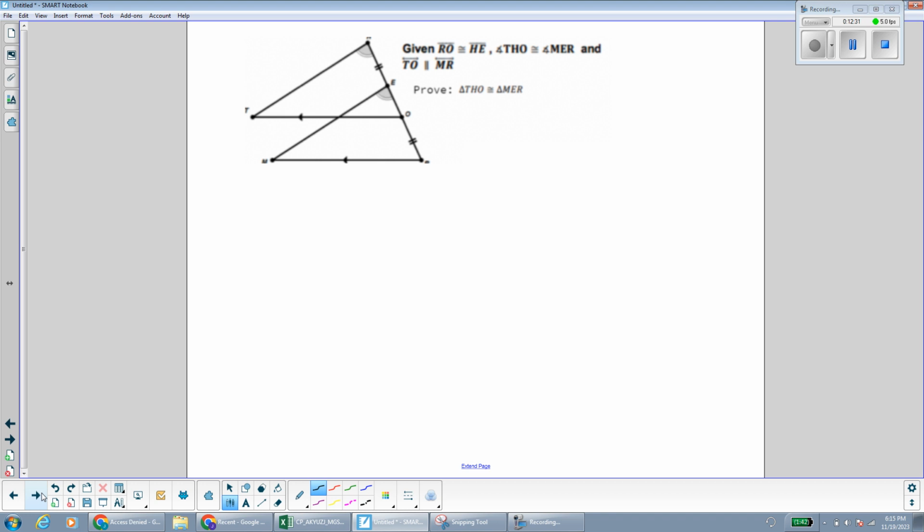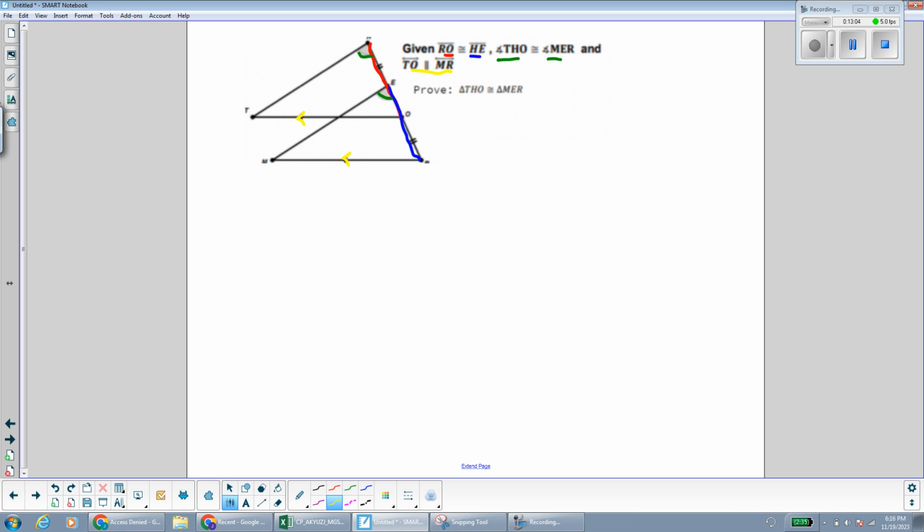Okay, so here we have RO congruent to HE. So here's RO in red, and here's HE in blue. We have angle THL congruent to angle MER. And we know that TO, oops, wrong one, that TO is parallel to MR. So let's think of what we're going to do here.